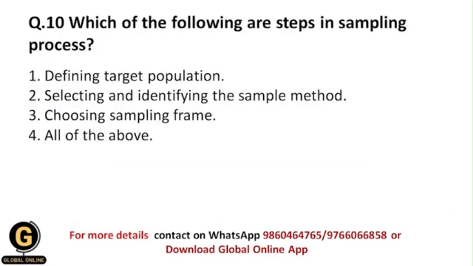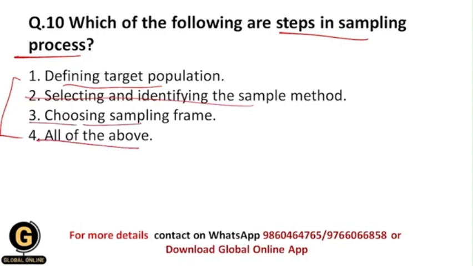Okay, next, which of the following are steps in sampling process? Now here they have given some steps of the sampling process, and we need to find out exactly which of these are the steps, whether defining target population, selecting and identifying the sample method, or choosing sampling frame, or all of the above. So students, all of these basically are the steps in sampling process.